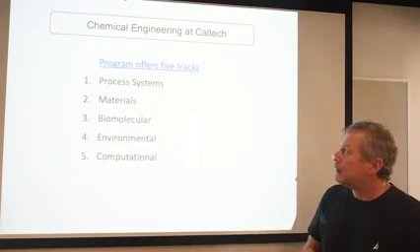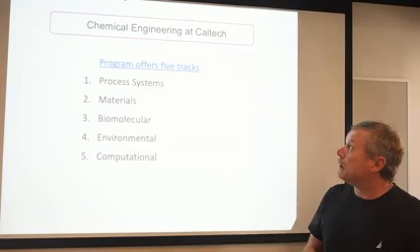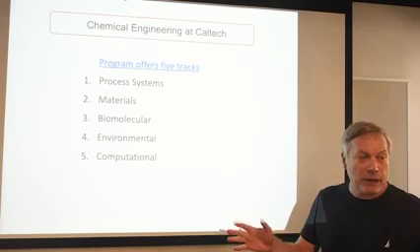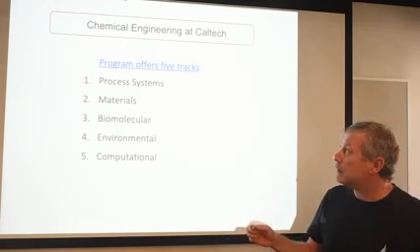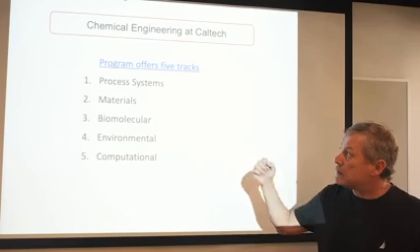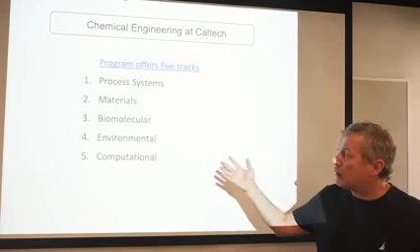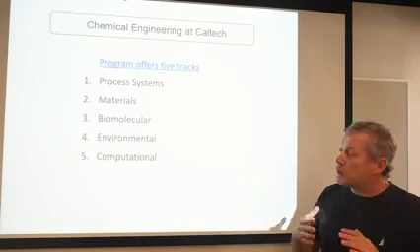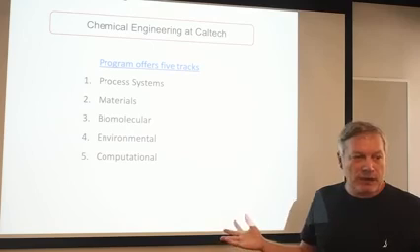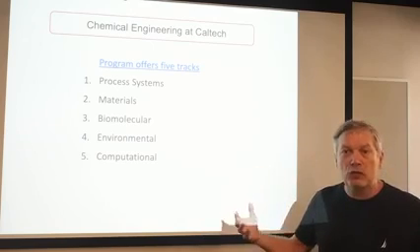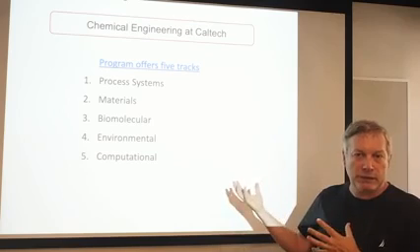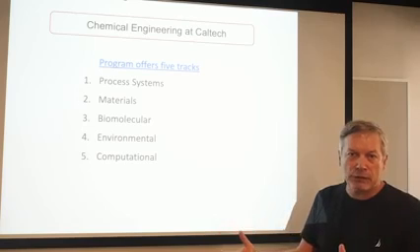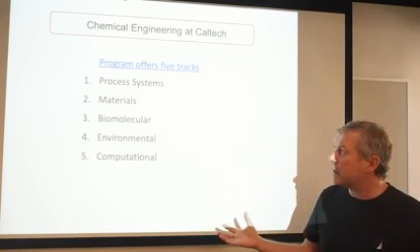Next. So chemical engineering at Caltech then consists of 5 tracks, 5 different directions that you can take as a chemical engineer. Process systems, materials, biomolecular, environmental, and computational track. Process systems is the classic chemical engineering track, where you actually do what Carl Bosch did. You take a process that the chemist has invented and you transform it into practice. You make everything in grand scale.